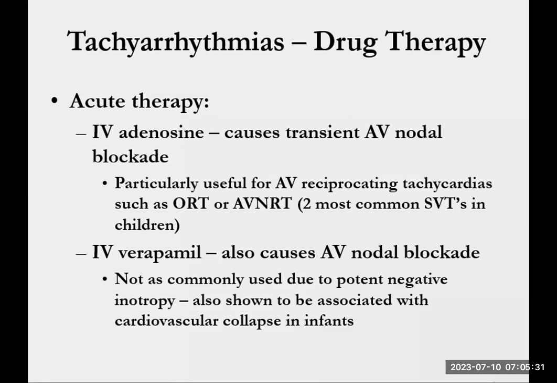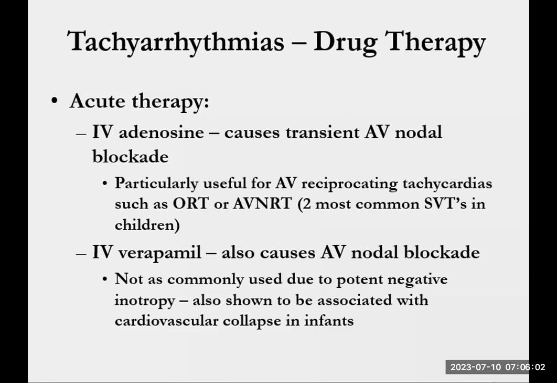IV verapamil is also a very reasonable agent, and until adenosine was commercially available, which was only the late 1980s, IV verapamil was the most commonly used agent to terminate SVT. It's not used as commonly anymore because we have adenosine and because it has very potent negative inotropy. It's also been associated with cardiovascular collapse in infants. There's literature from the early 1980s where IV verapamil was reported in a number of cases to cause cardiovascular collapse in babies.